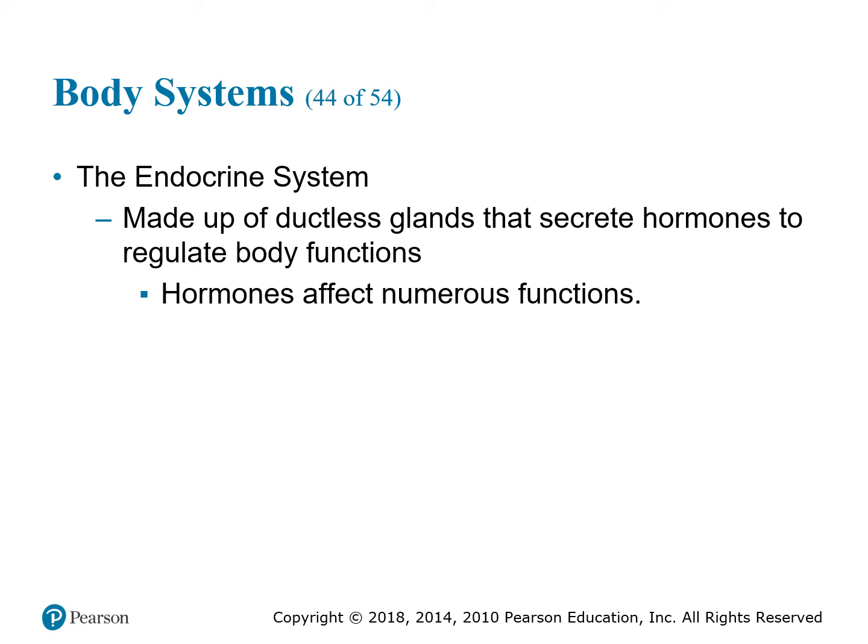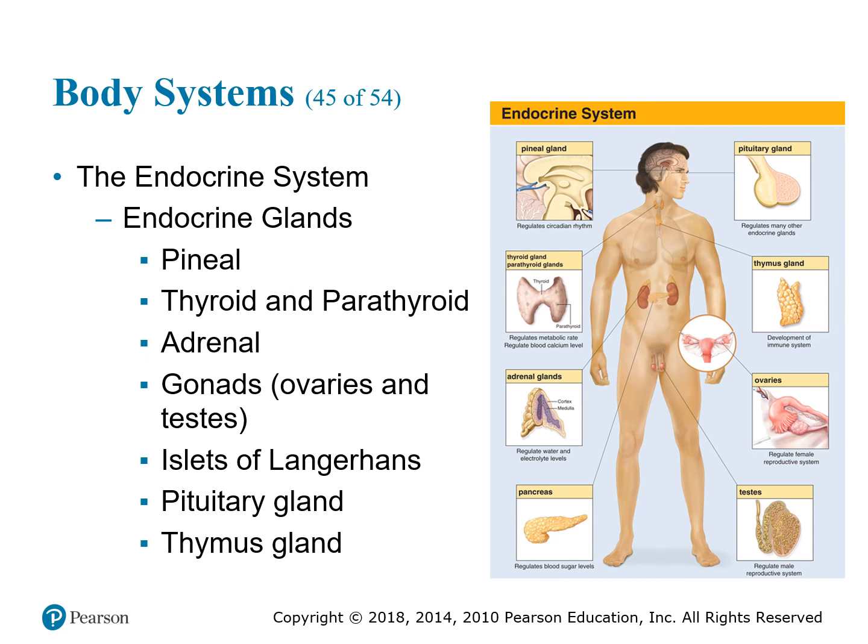Now, the endocrine system. Now, this is made up of ductless glands that secrete hormones to regulate body function. So we have different hormones carry out different functions, and these hormones work to maintain a balance within our body. So we have different endocrine glands. We have the pineal gland, that is what helps regulate our sleep-wake cycle. So in a sense, your circadian rhythm.